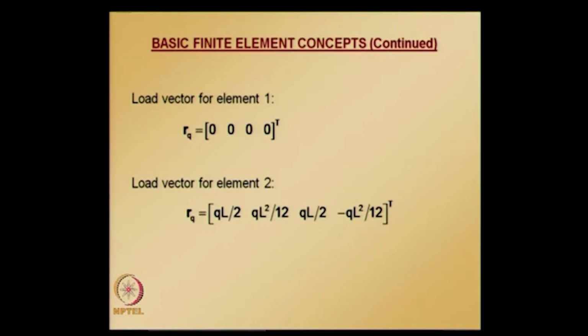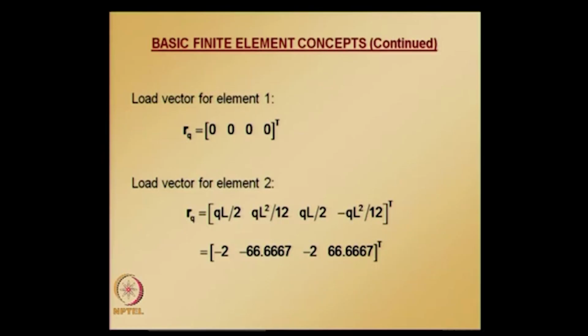Please note that this formula is valid only if Q is constant, that is, Q is uniformly distributed. Since in our case Q is uniformly distributed, with a value of 20 kilonewton per millimeter, we can directly use this formula. Substitute Q equal to 20 Newton per millimeter and L equal to 200 millimeters, and do the computations, we get this.